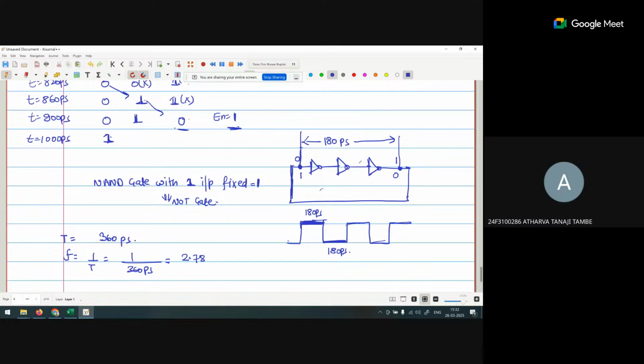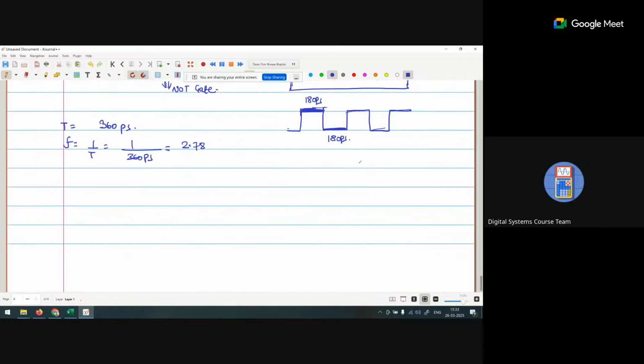Now we have to observe how these gates behave and their waveform. For example, this is my circuit. Suppose every inverter takes 40 picoseconds.